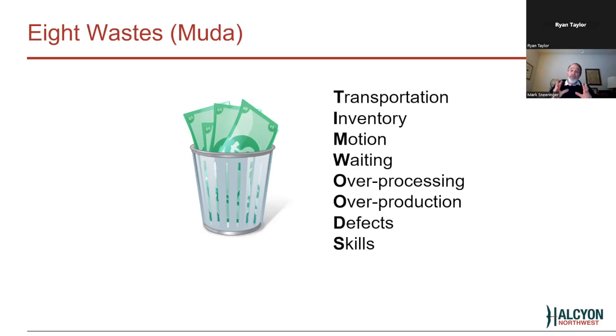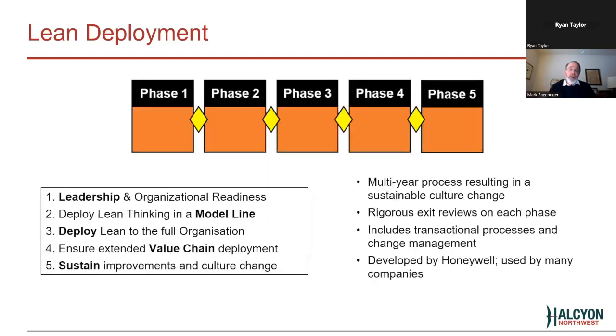So anyways, Tim Woods is a way to remember these waste categories. When you go out and you look at a process, keep this in mind, and you can probably find things that are non-value added that you would want to try to get rid of as quickly as possible. So last thing I want to talk about is how would you deploy lean?